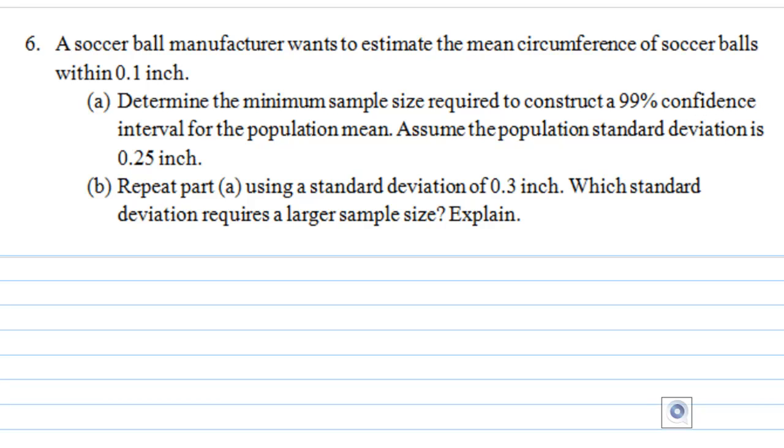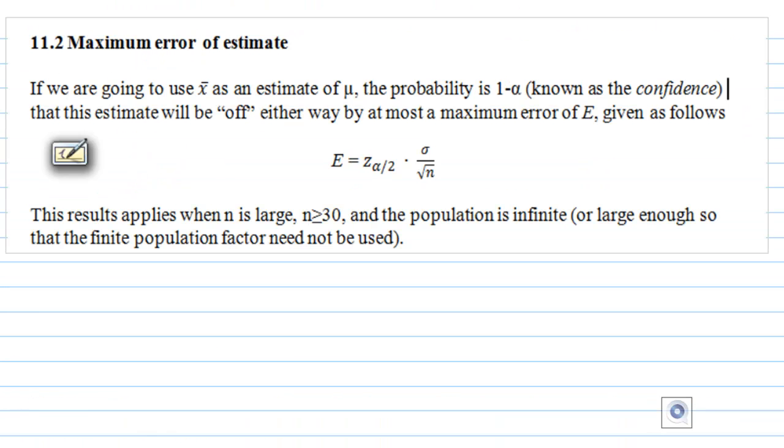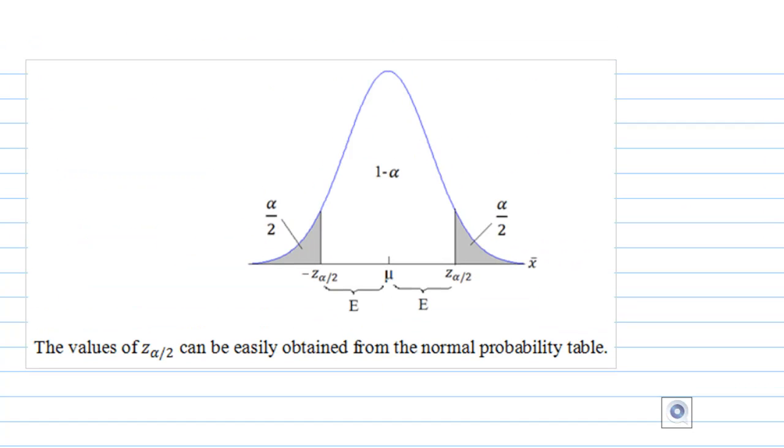To understand this problem, first of all, find the maximum error. E is equal to Z alpha over 2 times sigma over square root n. This result applies when n is large, n greater than or equal to 30, and the population is infinite or large enough. And what is Z alpha over 2? It's given in this picture of the standard normal curve, where 1 minus alpha is the area in the middle, then alpha over 2 at the tail. And you can find Z alpha over 2 from the table.